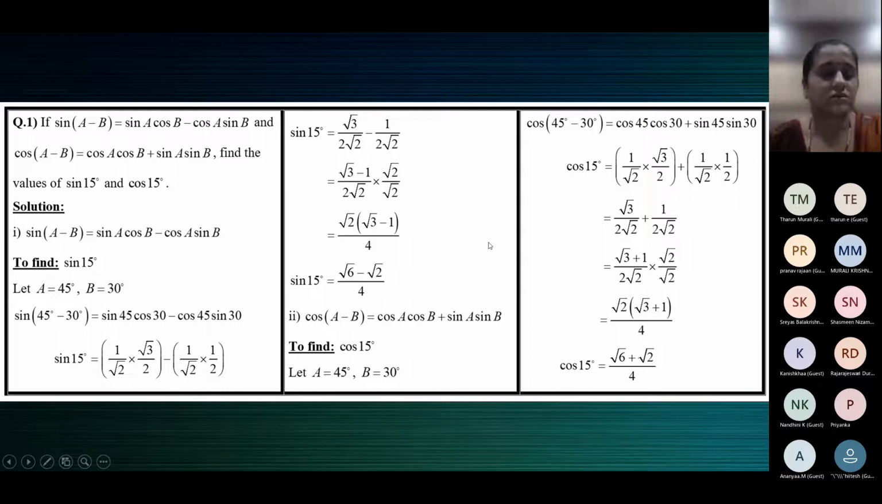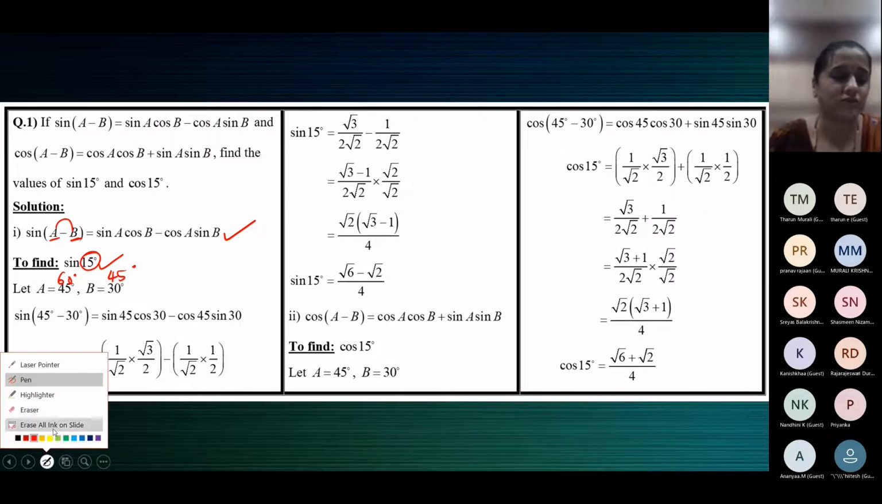Yes, children, any questions here? So this is the formula, and using this formula, we are going to find the value of sine 15 degrees. So we assign 45 degrees to A and 30 degrees to B, because 45 minus 30 will give us 15 degrees. You can also take 60 degrees and 45 degrees, and you will get the same answer, because 60 minus 45 is also 15.